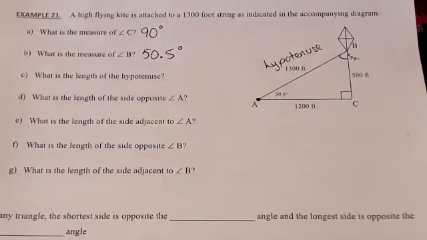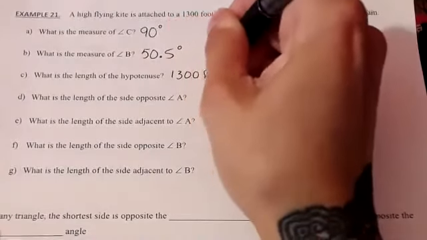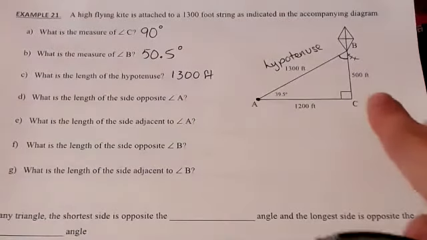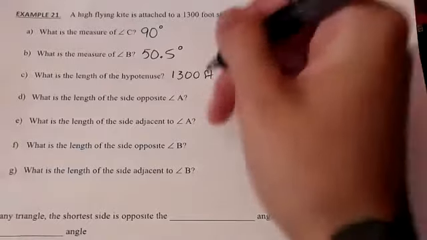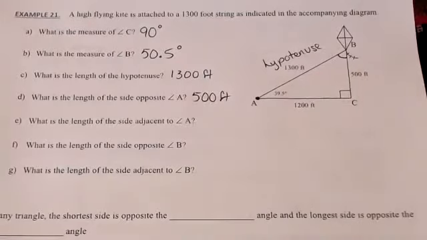Someone else, what is the length of the hypotenuse? Shout it out. 1,300. Was that Jimmy? Yeah. Perfect. Thank you, Jimmy. 1,300 feet. Very nice. Someone else, what is the length of this side opposite angle A? Say it louder. I think that's 500 feet. 500. Good. So 500 feet, this is the side opposite angle A.